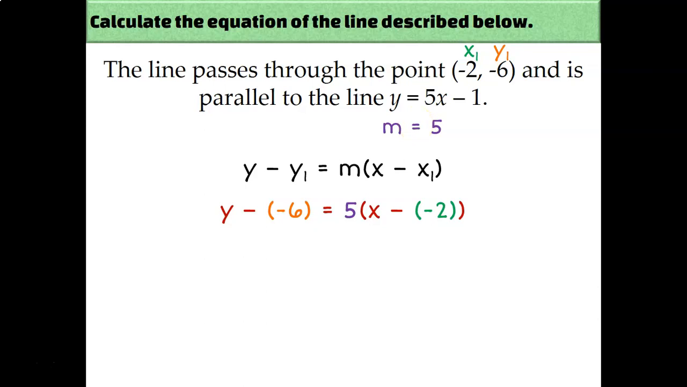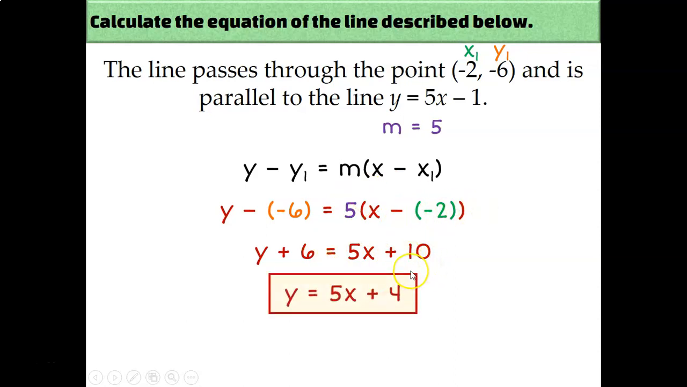To write our final equation, it does need to be in slope-intercept form, so I'm going to need to distribute and simplify. So I'm going to rewrite that as y plus 6 instead of y minus minus 6. And then I'll distribute. 5 times x is just 5x, and 5 times 2, because that's a minus minus, so it's really a plus, 5 times 2 is 10. So the last step is just to subtract 6 from both sides, so the answer is 5x plus 4. This is the equation of the line that is parallel to this line and passes through that point.